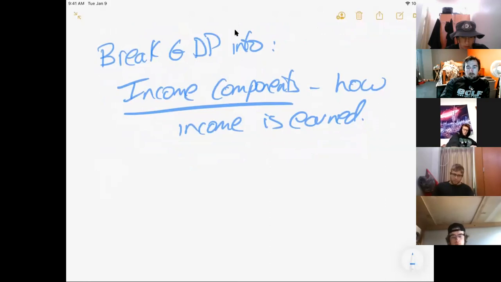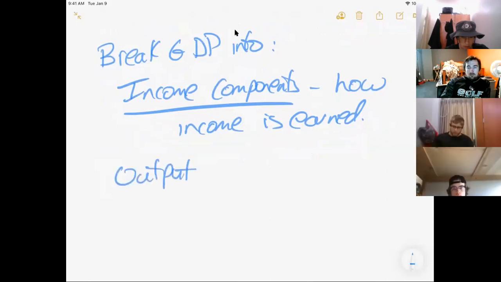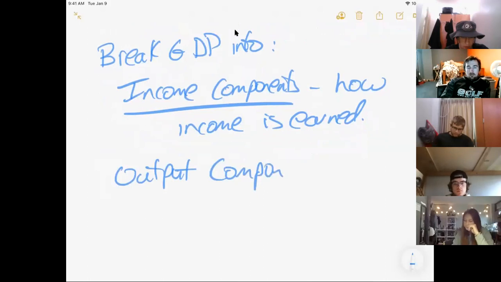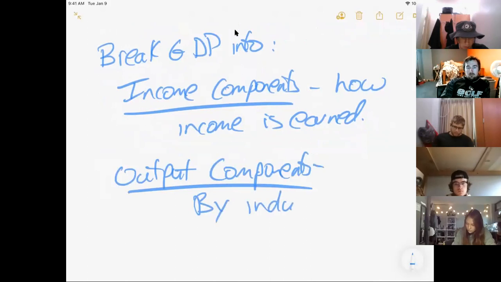Another way is you can break GDP into output components. For instance, you can break it down by industry. How much of GDP comes from cars? How much of GDP is from food? How much of it is in haircuts? How much of it is in travel? In fact, we'll look at an example of this in a minute, where you break down GDP based on industry, on the actual output that is produced.